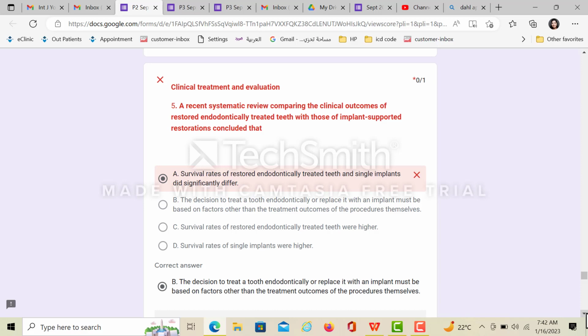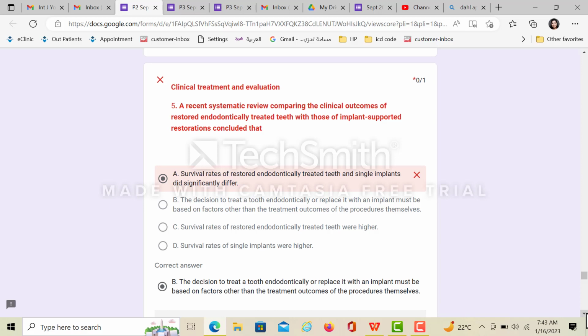So the decision to treat the tooth endodontically or replace it with an implant must be based on factors other than the treatment outcomes of the procedure themselves. So that is what the review came to. Now what does that mean? It means that when you choose to do root canal in a tooth, you should give preference to whether you can finally be able to restore the tooth, and not be based upon the pathology, as to why you're doing a root canal, will it be success or not.